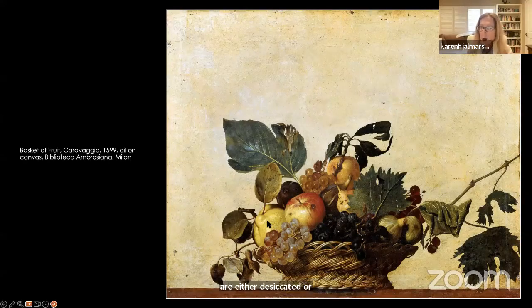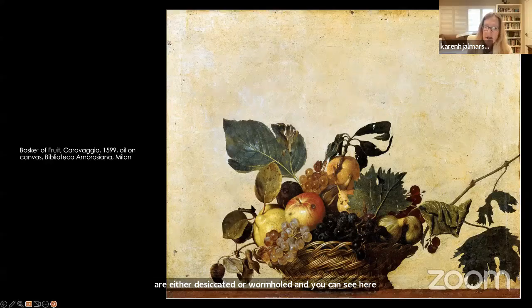And you can see here, the quince, of course, is unblemished on the surface, but then we have these leaves that are blighted. And we have an apple with a wormhole. And we have these bursting, desiccated grapes and these leaves that are folded over.